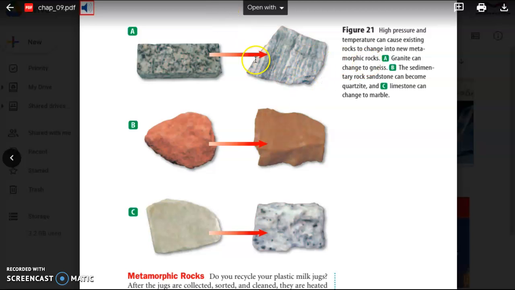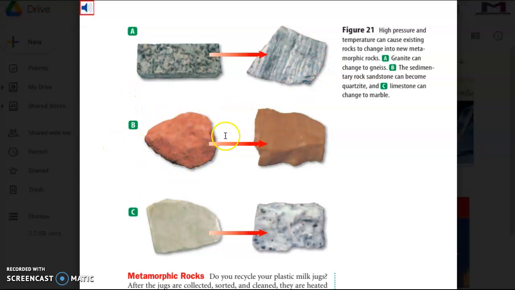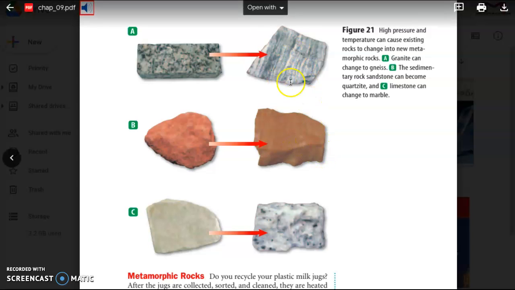In your book, Figure 21 does a really good job of showing you how an igneous rock, granite, can change, and we can see all of these minerals have changed and rearranged into these layers, which we'll talk about in just a moment, into this metamorphic rock gneiss. Picture B is a sedimentary rock, sandstone, changing into this metamorphic rock, quartzite. And we don't see these nice layers that we had in the previous one, and we're going to talk about the difference whenever we have layers and non-layers.